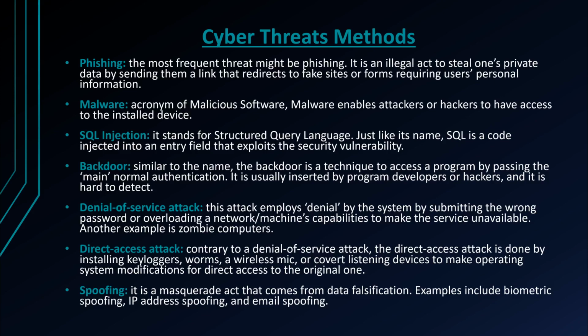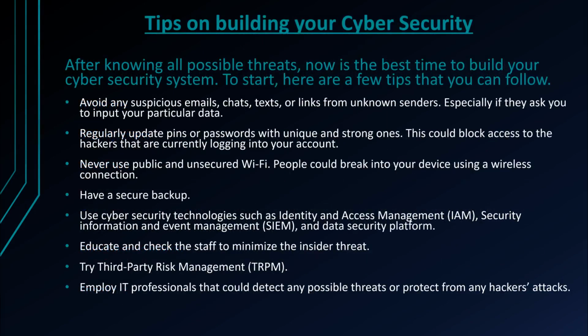Direct access attack. Contrary to a denial of service attack, the direct access attack is done by installing keyloggers, worms, a wireless mic, or covert listening devices to make operating system modifications for direct access to the original one. Spoofing. It is a masquerade act that comes from data falsification. Examples include biometric spoofing, IP address spoofing, and email spoofing.